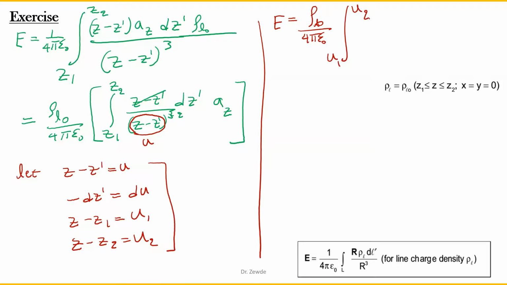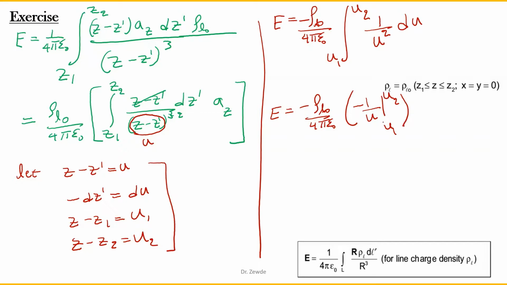Now it's 1 over (z minus z prime) squared, so 1 over u squared, and dz prime is minus du. So this is du, and I'll put a minus sign here. So the integral of this one is E is minus rho L naught over 4 pi epsilon naught, and this is minus 1 over u, from u1 to u2. So this minus of minus will be plus.